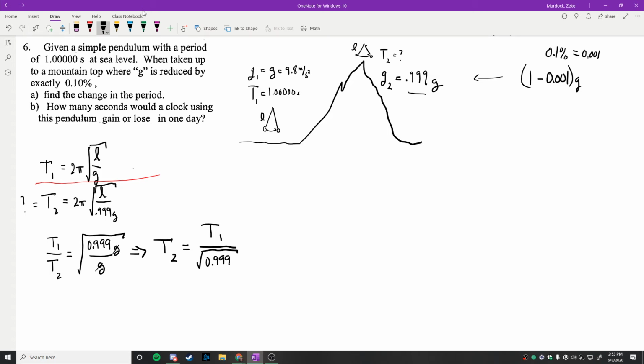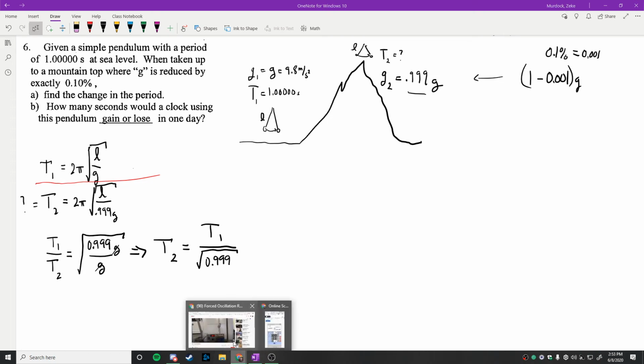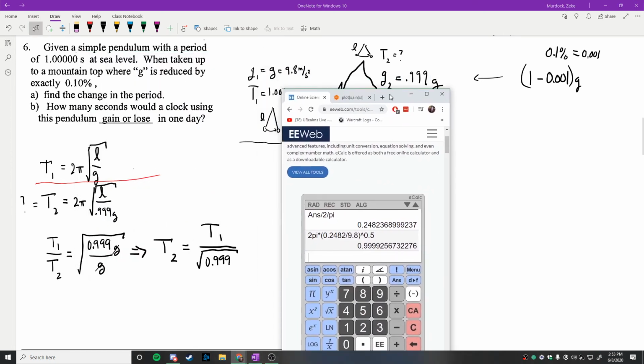We said that T1 was 1 second, right? So then we just put in, I'll leave it like this, but then we just plug in 1 second. You guys have any questions?